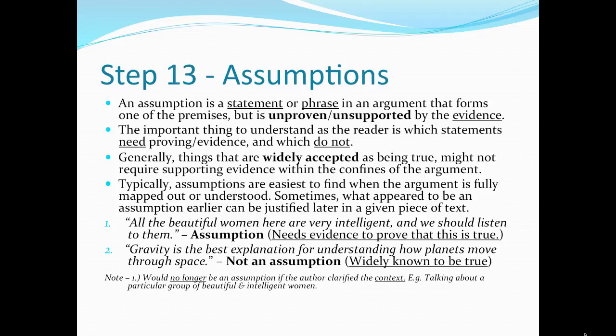For example, 1. All the beautiful women here are very intelligent and we should listen to them is an assumption. It needs evidence to prove that this is true. But 2. Gravity is the best explanation for understanding how planets move through space is not an assumption and is widely known to be true. Note that 1 would no longer be an assumption if the author clarified the context, e.g., talking about a particular group of beautiful and intelligent women.